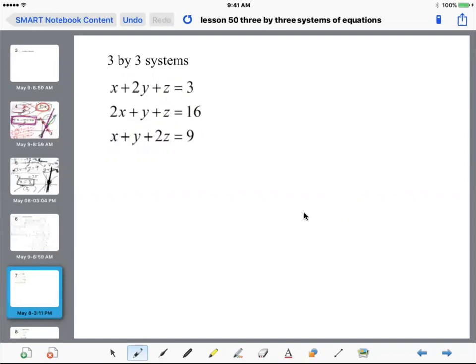Then you have to take those two equations and make one of those two variables eliminate. And then you get one answer, and then you plug it into one of those two new equations to get the second answer. And you plug those two answers into one of the original equations to get the third answer. And it's a lengthy process. And you could imagine if it's a 4x4 system, that's going to be even worse.